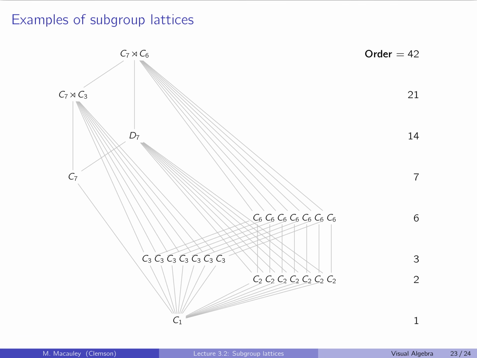Here's a subgroup lattice of C7 semidirect product C6, which has order 42. We'll see this, I think, a little bit later in this class, in chapter 4. It comes up as an example of a nice little theorem, and I think we'll see it in Galois theory as well. As the Galois group of a polynomial, I think x to the 7 minus 2 is this group, and there's this nice correspondence between subgroup lattices and subfield lattices. But for now, what do you notice?